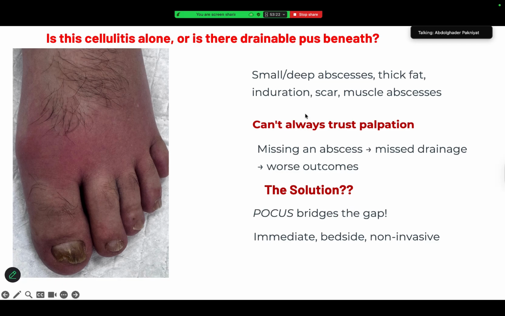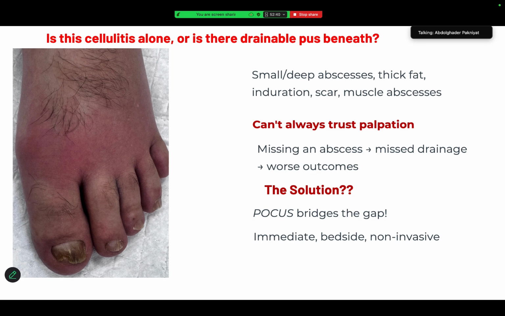But as we discussed, if it comes to some atypical cases or an early stage of some infection, we cannot trust just our palpation. If the patient has a very small and deep abscess, or the abscess is under thick fat, or persistent induration, or persistent scar, or the abscess is inside the muscle, our clinical examination, our hands, cannot detect this kind of infection. But if you have POCUS, point-of-care ultrasound, you can go through the body and see under the skin and diagnose all these cases.